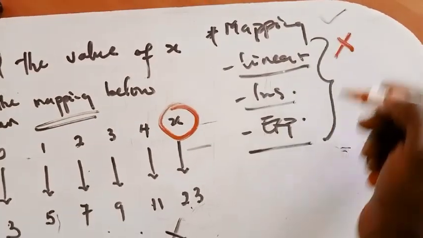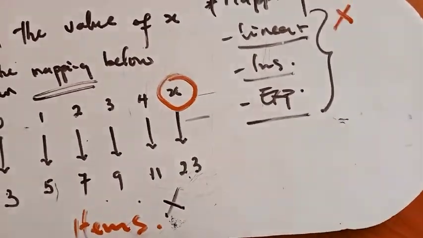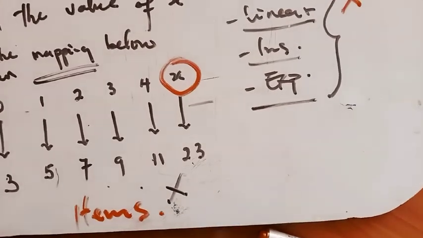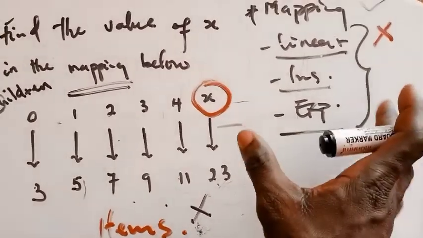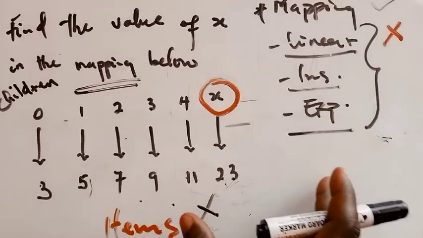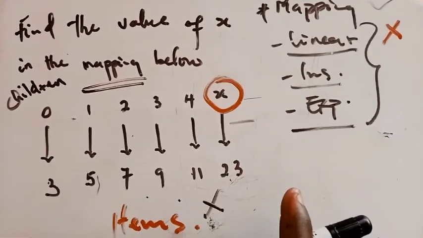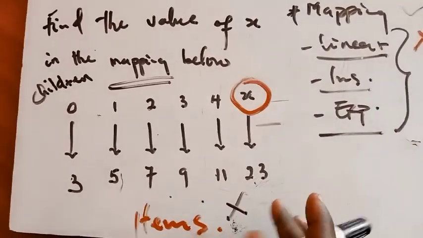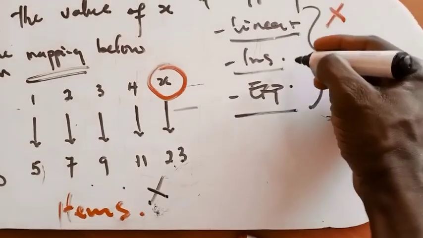So linear is out. So mapping by inspection or the exponential, these are the types of mapping that we are going to solve here, just as an introduction. So for the purpose of this video here, this is mapping by inspection, right?